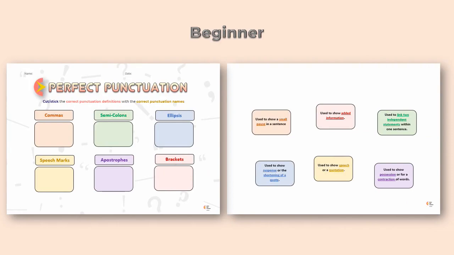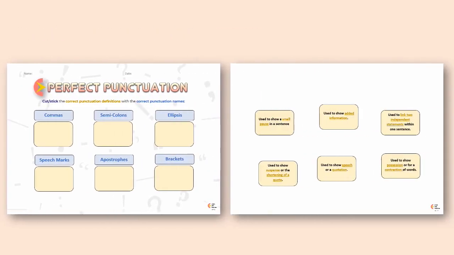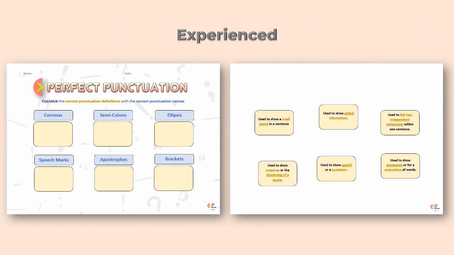Okay, there are again two versions for this activity, and as you can see with the beginner version there is lots of color coding there. With both versions of the task we need to match the correct punctuation definitions with the correct punctuation names. And here we have the experience level, and as you can see there is not really any color coding other than the punctuation names are now blue and the punctuation definitions are now yellow. The task does remain the same.